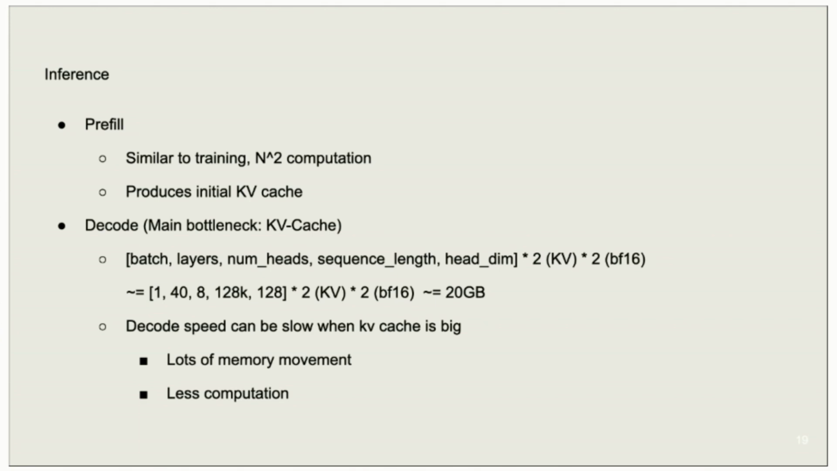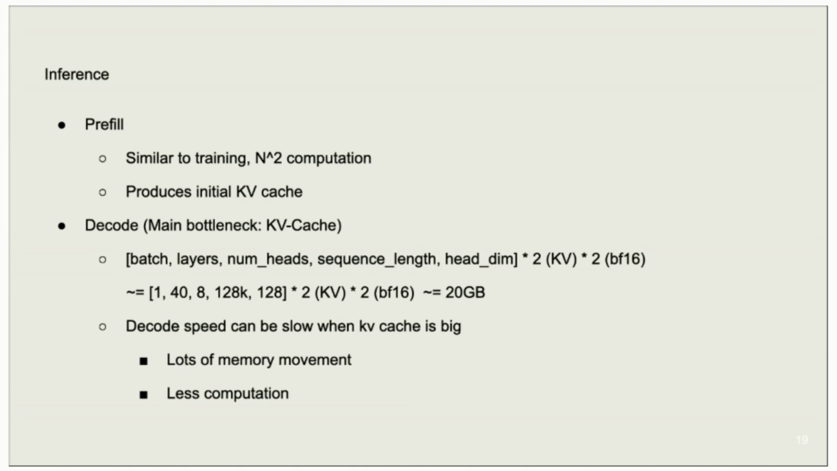And the last thing I'm going to talk about is inference. For inference, long context also poses a challenge because in the inference phase, we need to prefill and also we need to decode. Prefill is where you have a context and you need to produce the KV cache of this conversational history. This is very similar to training. It's n squared computation. It's basically the forward pass of training.